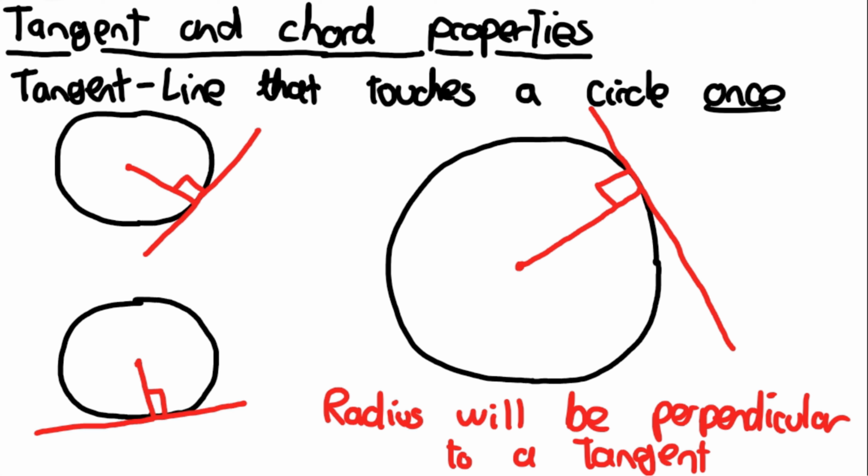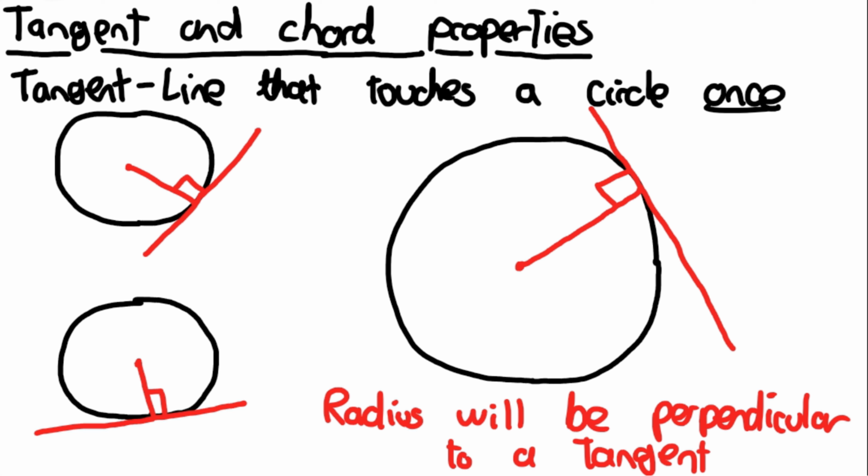So if you see a line that's perpendicular to a tangent, it's the radius, or it's going to be part of the radius anyway. Obviously it could be the diameter as well, but part of it is going to be the radius, or the whole thing is going to be the radius. And note that as the radius passes through the centre of the circle, this is quite useful for finding the equation of a tangent, which we'll talk about in a sec.